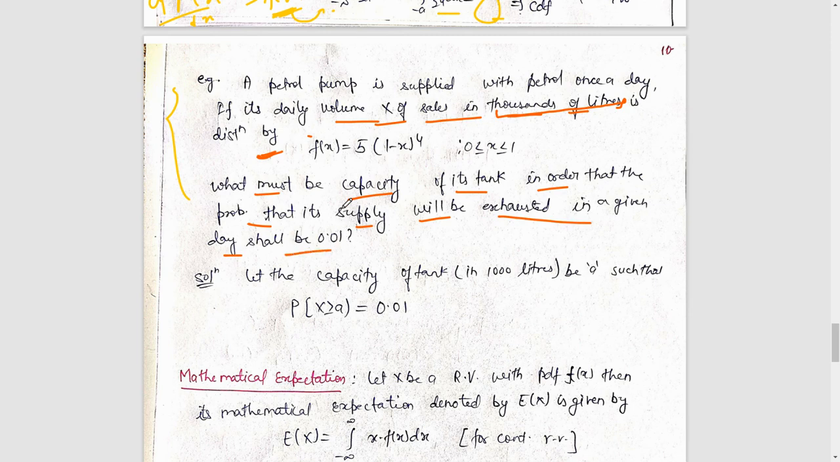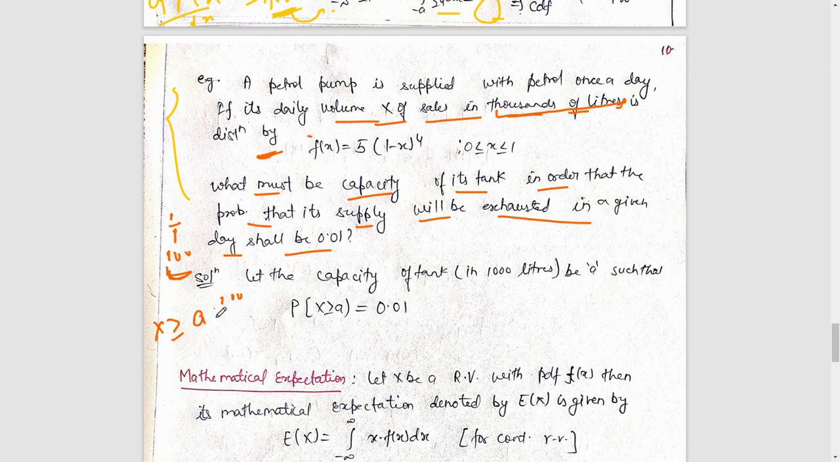Okay, so this means that let's say the capacity of the tank is A. It is asking what the capacity of the tank will be. So let the capacity of the tank be A, so that supply will be exhausted in a given day. Let's say X is the total sales in thousands of liters. So supply end means X is greater than or equal to A. If, let's say, 100 liters has already been sold and someone comes asking for one more liter, it means that your supply has ended. This means the total sales should be greater than or equal to A.